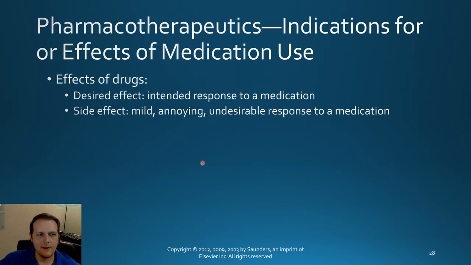And again, looking at the effects of the drugs, there are desired effects, which is kind of the intended response that we're looking for. So if I give you medication to lower blood pressure and the blood pressure comes down, that's desired. But side effects are going to be the mild, annoying, or maybe undesirable responses. So if I give you that same blood pressure lowering medication, but now you have an annoying cough all the time, that would be considered a side effect.